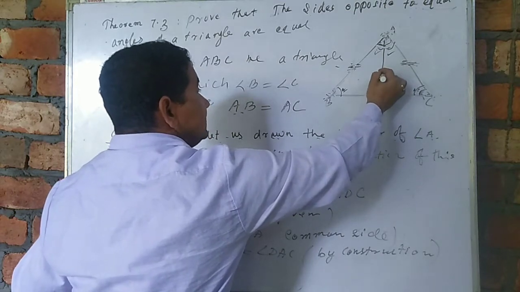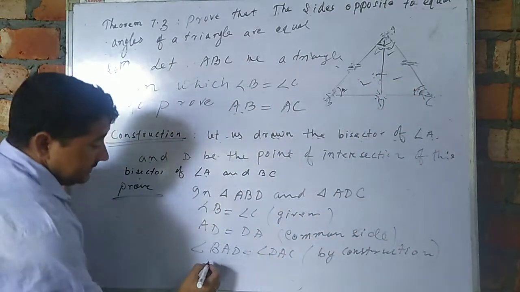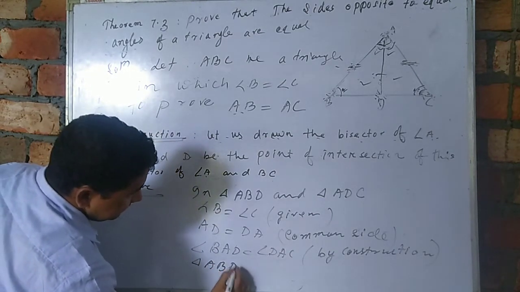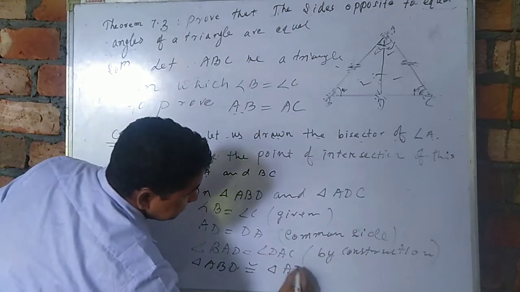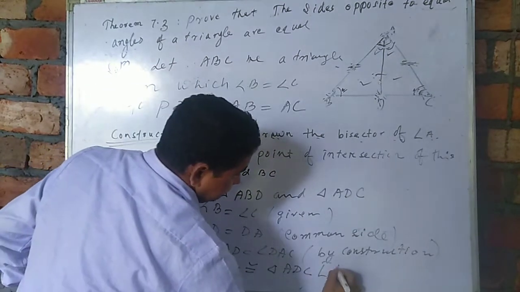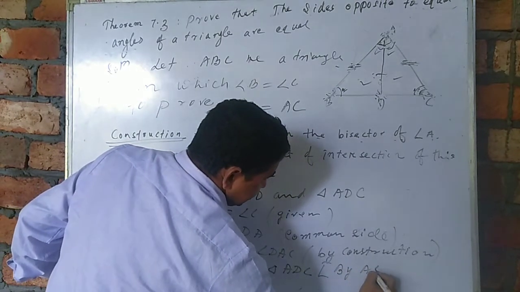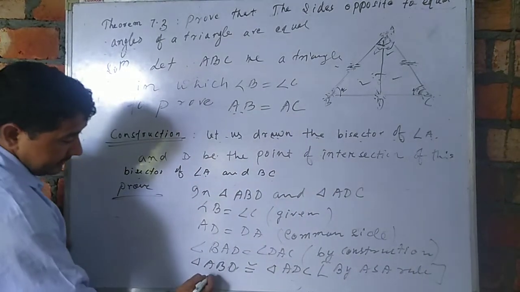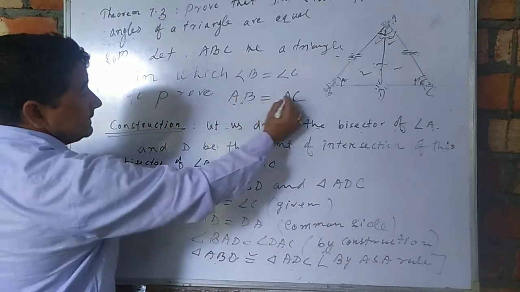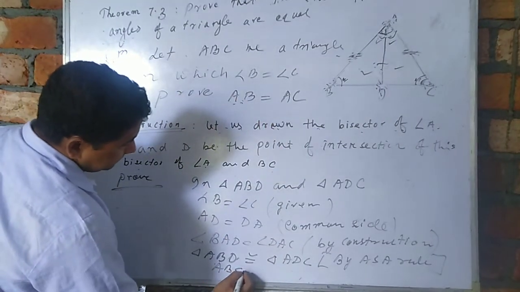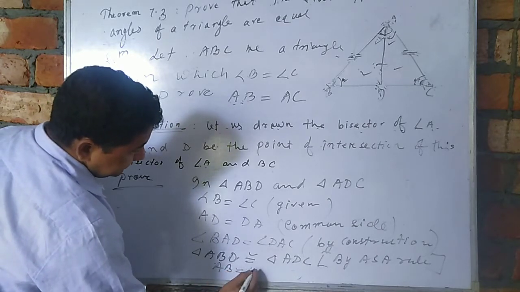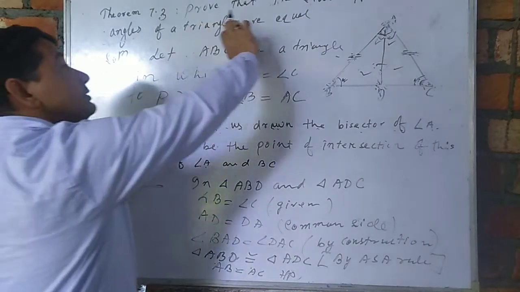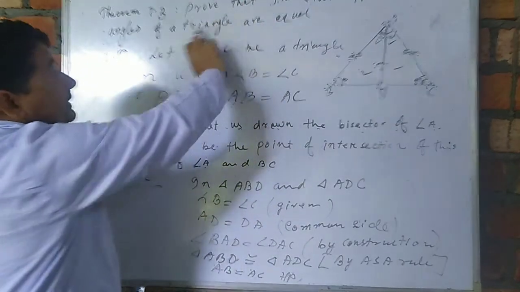Again AD is the common side. Therefore, triangle ABD is congruent to triangle ADC by the angle-side-angle rule. Therefore, these two triangles are equal. Then AB, their corresponding opposite sides, are equal. Therefore, AB is equal to AC. Hence proved. We know that opposite sides of an isosceles triangle, the opposite angles are equal.